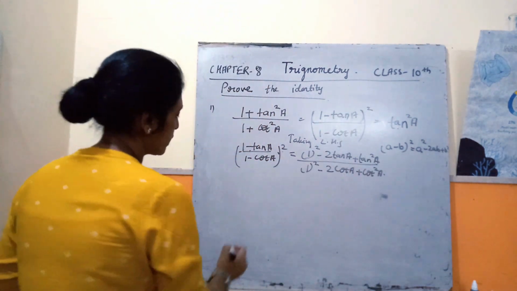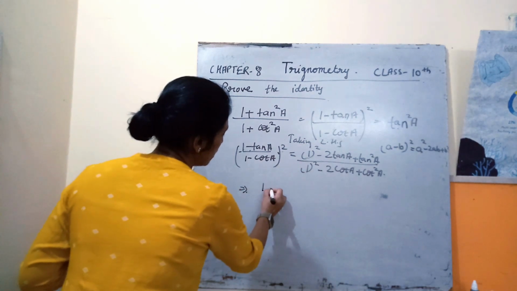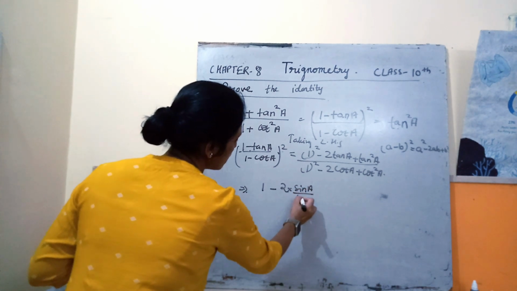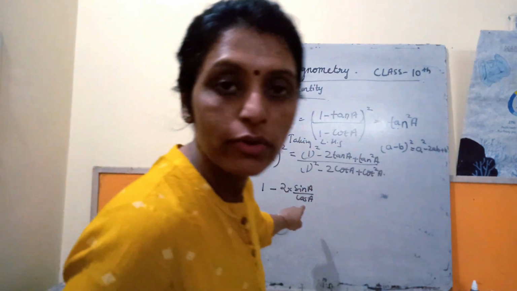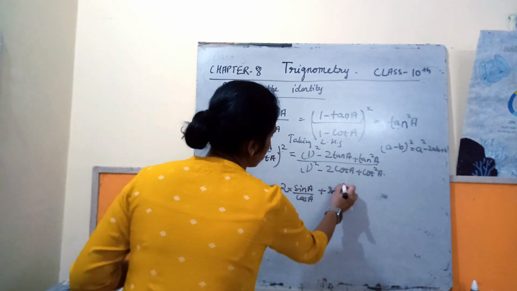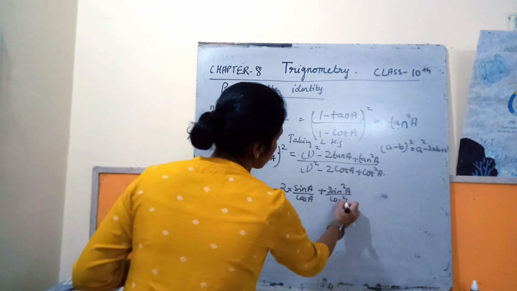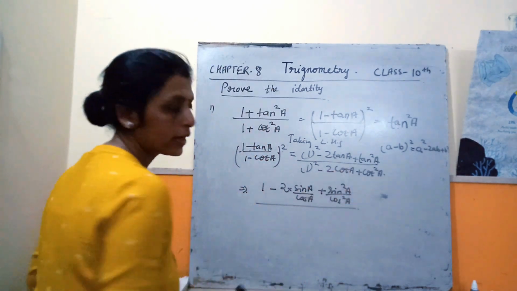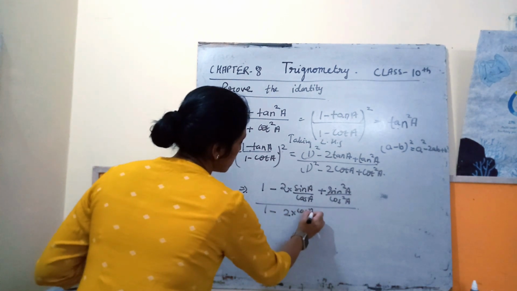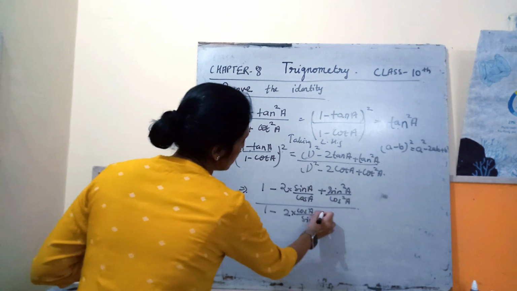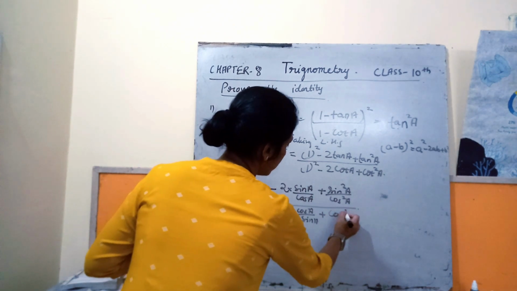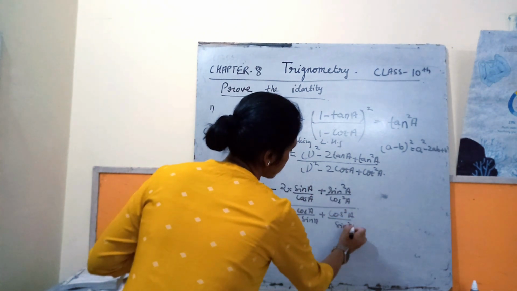Okay. Now in the next step, it will be 1 minus 2 into tan A, which can be written as sin A upon cos A. So in place of tan A, we can write sin A upon cos A, plus tan square A can be written as sin square A upon cos square A. Similarly, in the denominator, cot A can be written as cos A upon sin A. So 1 minus 2 into cos A upon sin A, plus cot square A can be written as cos square A upon sin square A.